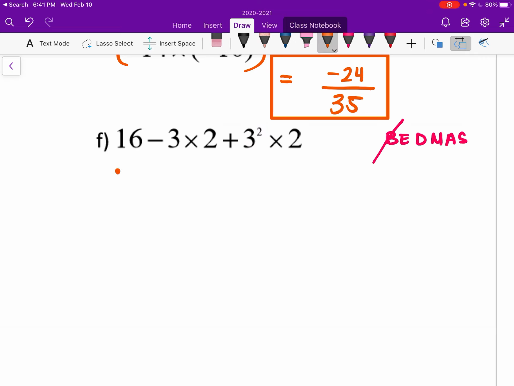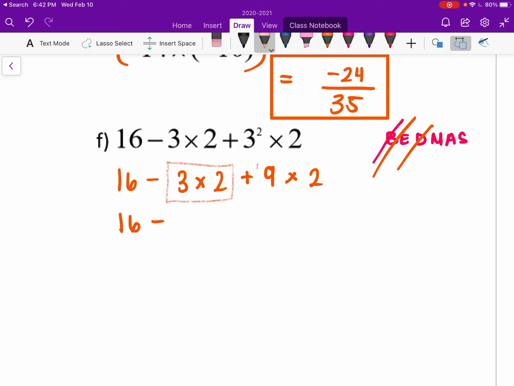So I'm just going to rewrite this as 16 minus 3, and we're going to leave the 3 times 2 in there as 3 times 2. We're not going to touch anything else yet. Let's just do the exponents first. 3 squared is just going to be 3 times 3, which is going to be 9 times 2. We're going to leave the 16. So we're done exponents. Division. Doesn't seem to be any division. Multiplication. Yeah, there's 3 times 2. So I'm just going to go in here. 3 times 2, right? 9 times 2.